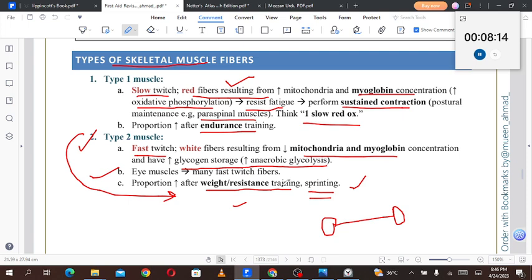The postural maintenance, like the muscle of your spine, the paraspinal muscle, which helps you stand. You can stand for like hours. So if you're standing for hours in a row, that is because of the paraspinal muscle, which are slow twitch type of fibers, and they can sustain the contraction.